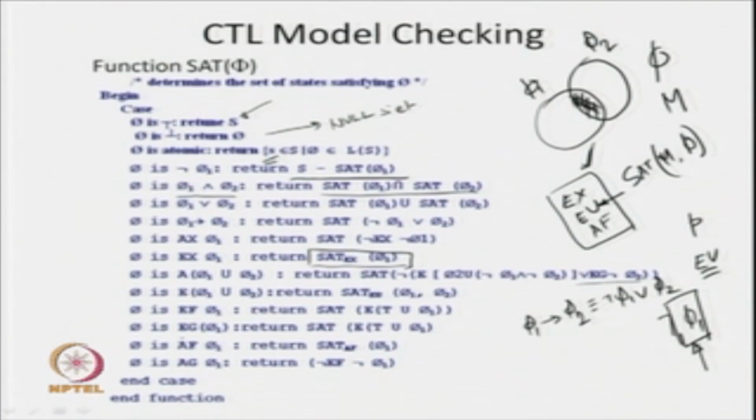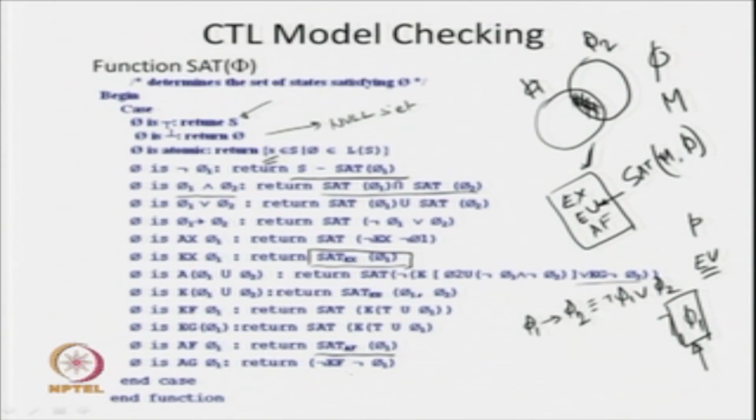Similarly, if it is A G or E G, then what will happen? For E G phi 1, we need the satisfiability of E true until phi 1. And for A F, we need a satisfiability function like that: A F is the satisfiability of A F phi 1.